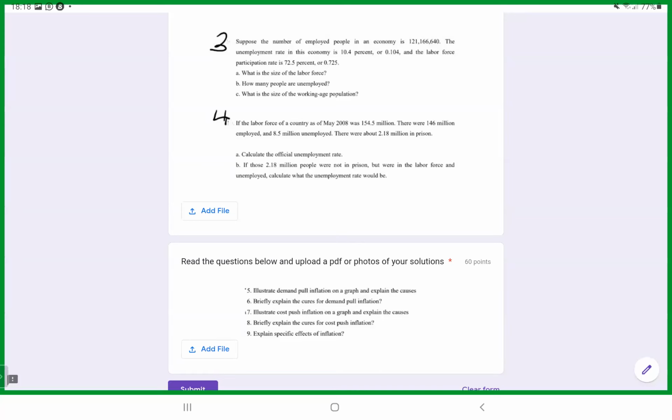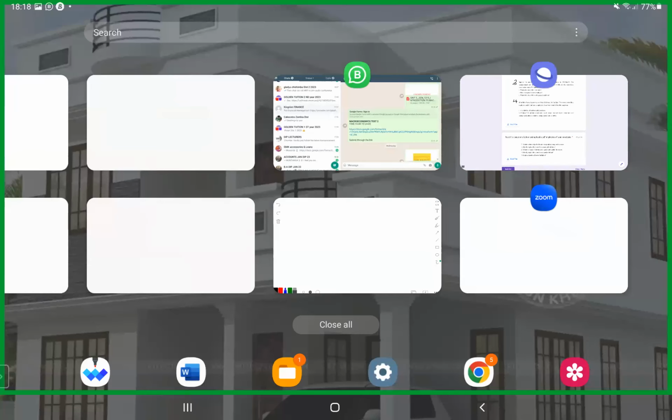How can you calculate an unemployment rate? How do we find the unemployment rate? Last time we did say that the unemployment rate is equal to what? Colleagues, what's the formula used to find the unemployment rate?